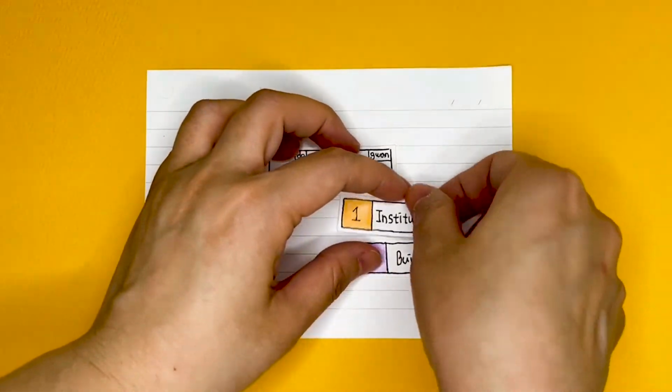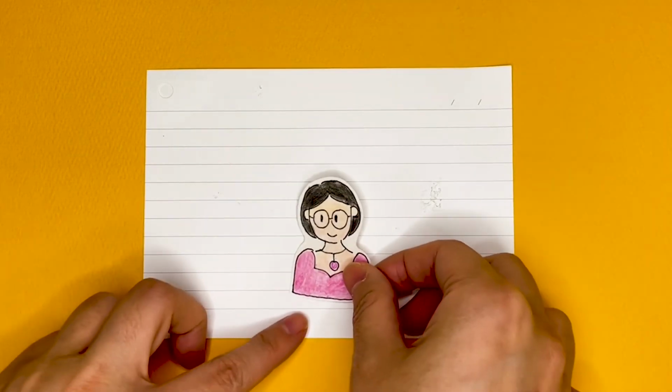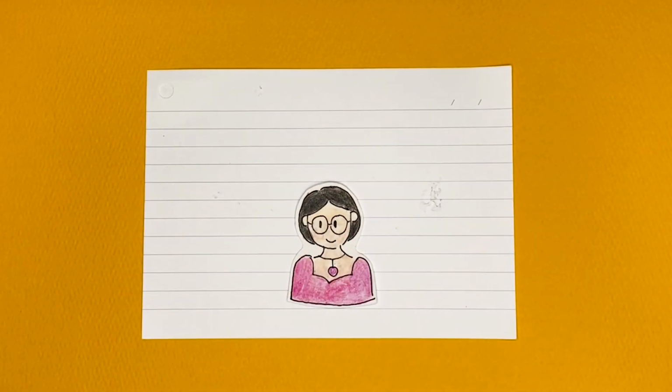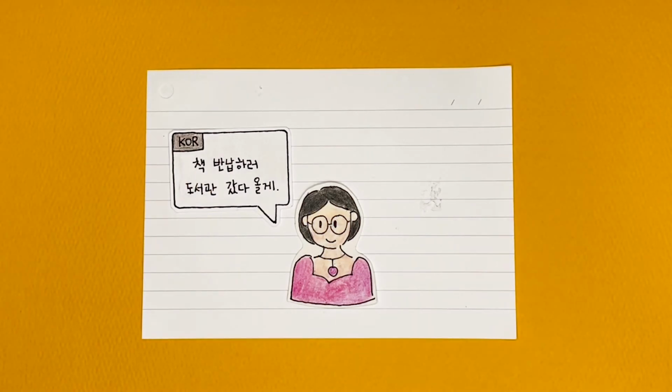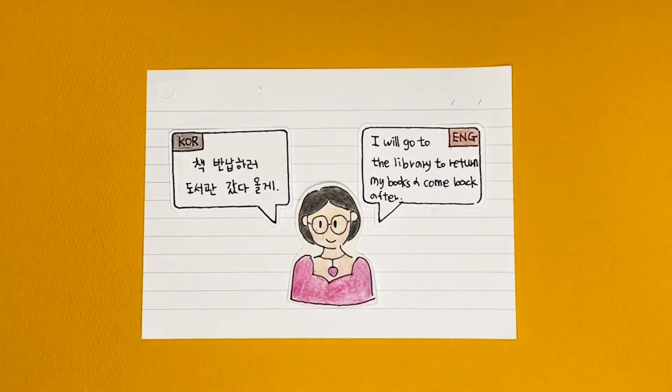Here is an example including the words 도서관 and 책. If your Korean friend says, 책 반납하러 도서관 갔다 올게, it means that I will go to the library to return my books and come back after.